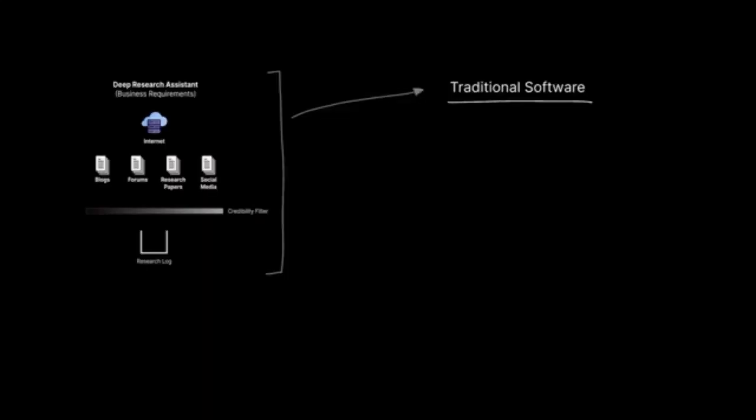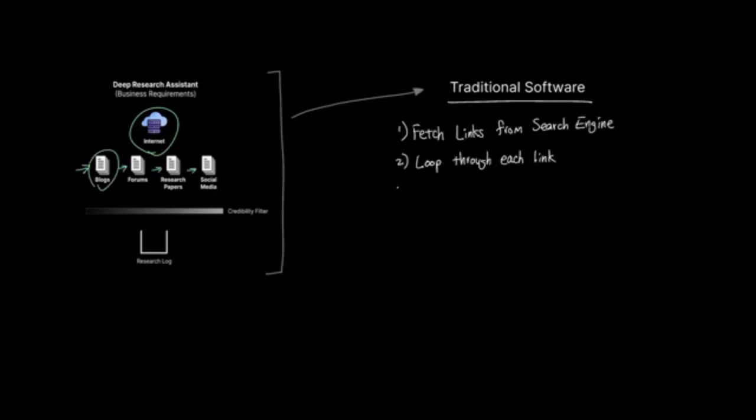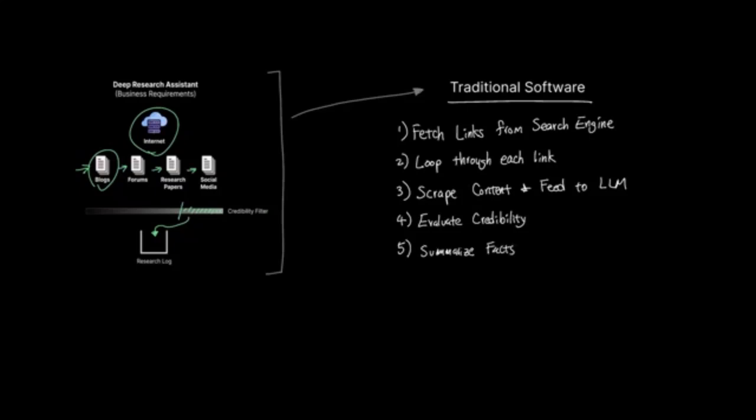In traditional software development, you not only have to write code that first fetches a set of links using a search engine API, second, loop through these links manually, third, scrape the content and feed it to a large language model, four, evaluate the score for each source, and five, check the score and only use sources that surpass 75%, and six, analyze and store these facts into a report. You not only have to write all of these code individually, but also orchestrate the sequence of how these code will run in order to maintain them.